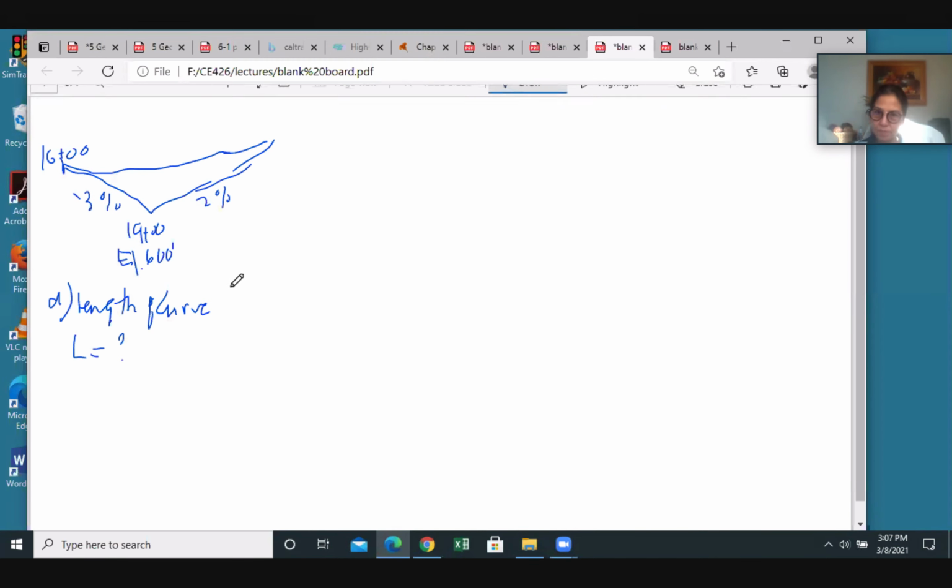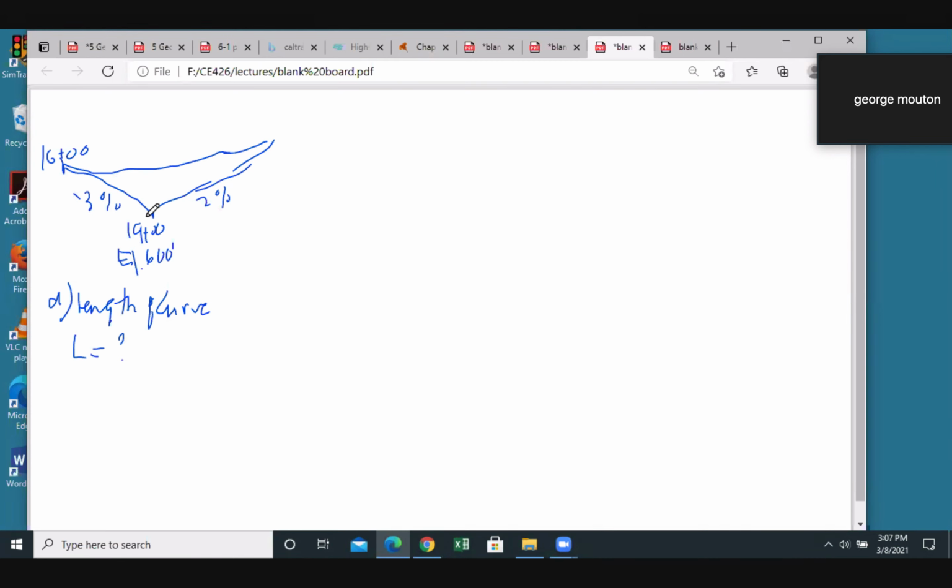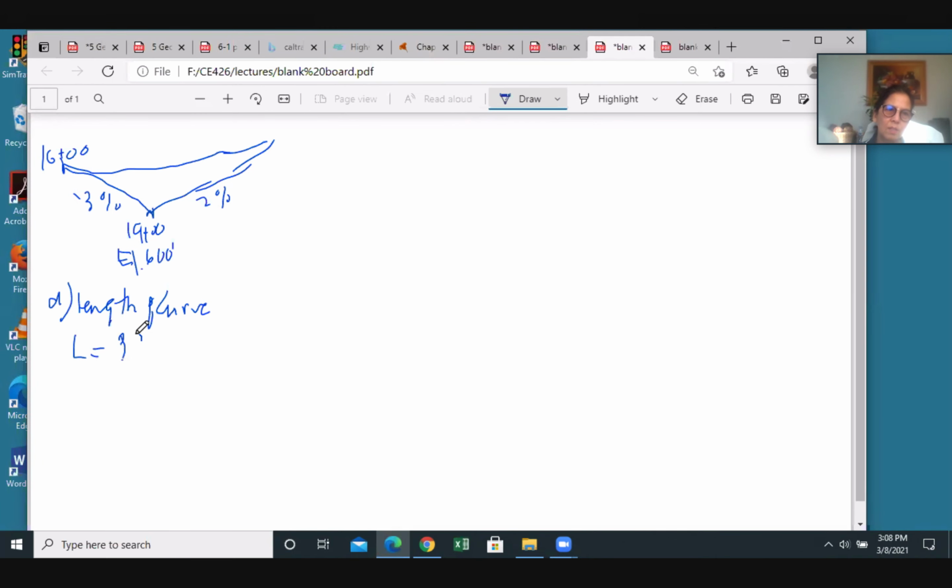Okay, so how do we solve for the length of curve? The speed is given as 70 miles per hour, but in this case, we'll just use whatever is given here. So this is the actual length of the curve, and that's equal to 19 minus 16 00. So here we'll get 1900.